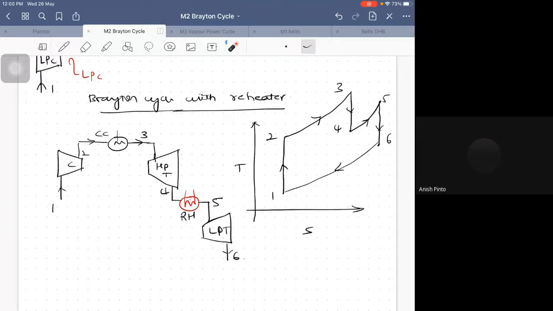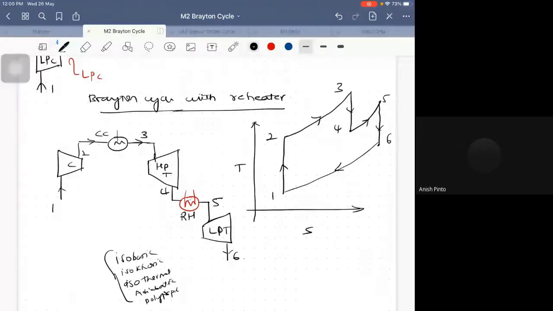So out of all 5 processes: isobaric, isochoric, isothermal, adiabatic, and polytropic. Which type of process takes place in the compressor from state 1 to state 2? Which type of compression? Whether it is isobaric compression, isochoric compression, isothermal compression, adiabatic compression, or polytropic compression? Which compression is it?